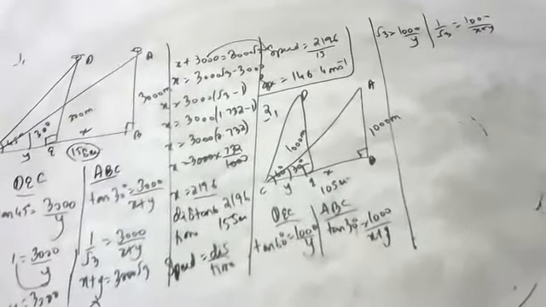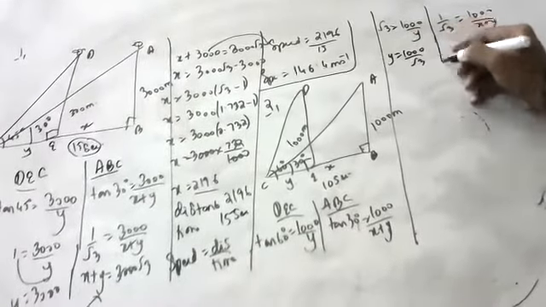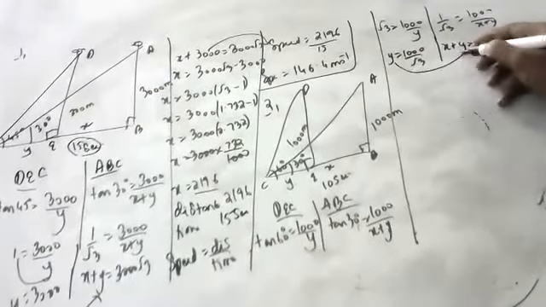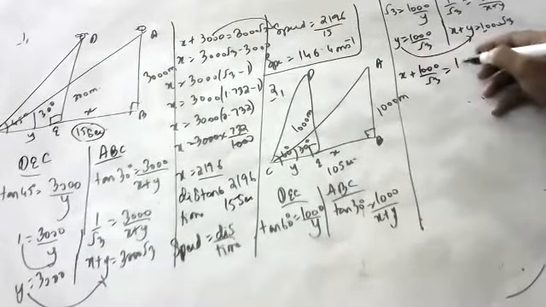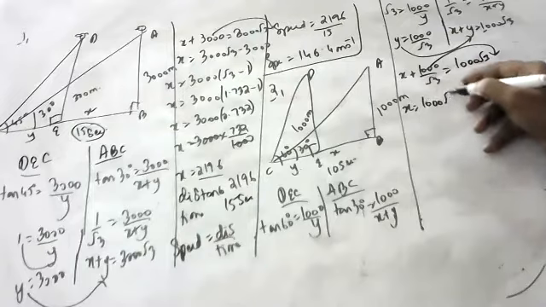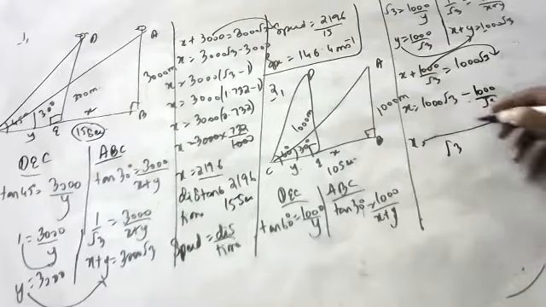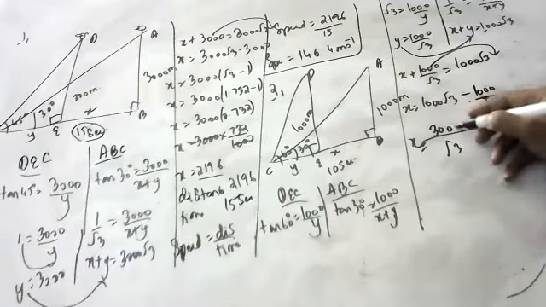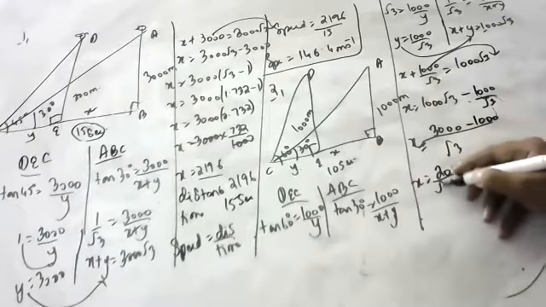Y is equal to 1000 by root 3. Rationalize. X plus y is equal to 1000 root 3. Substitute y here: x plus 1000 by root 3 is equal to 1000 root 3. Bring this here. X is equal to 1000 root 3 minus 1000 by root 3. Taking LCM, x is equal to (root 3 into root 3 into 1000, that is 3000, minus 1000) by root 3. X is equal to 2000 by root 3.